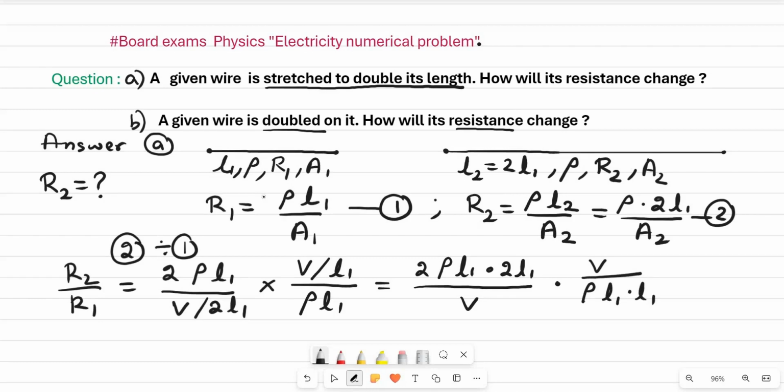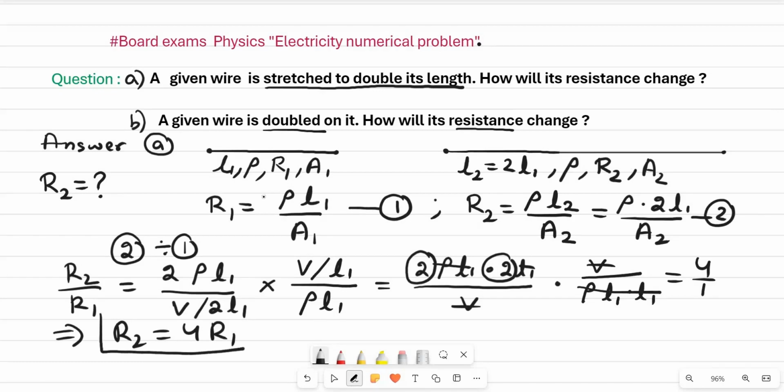Now see what things cancel off. Rho L1 into L1 is rho L1 square, which cancels with this. V cancels, and in the numerator we are left with only 2 into 2. 2 into 2 is what? 4. 4 by 1. So R2 by R1 is 4 by 1. Hence R2 is 4 times R1.